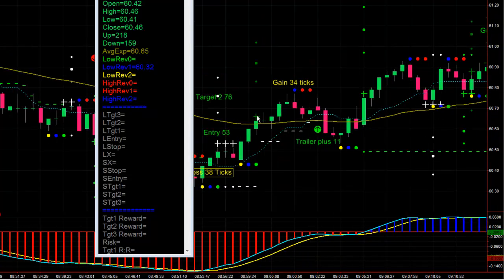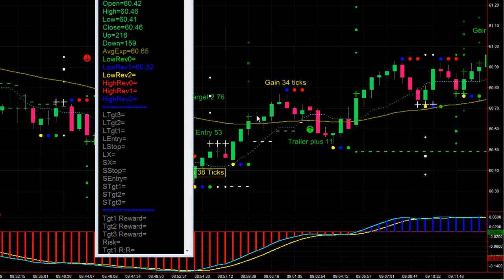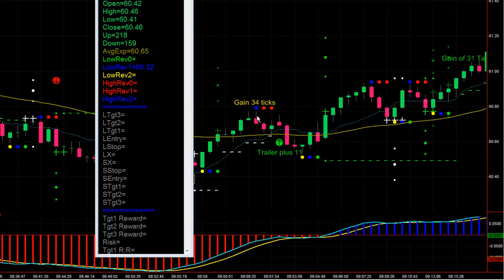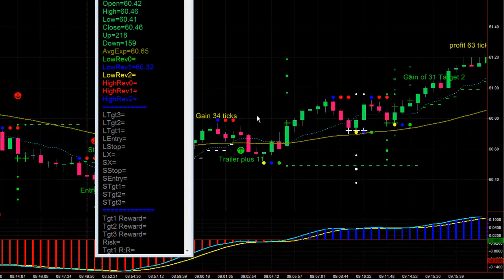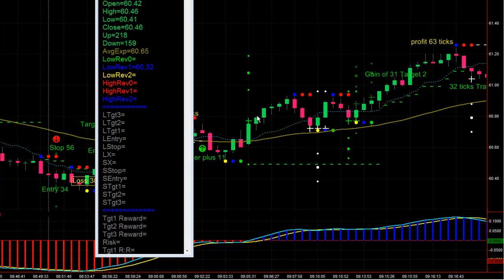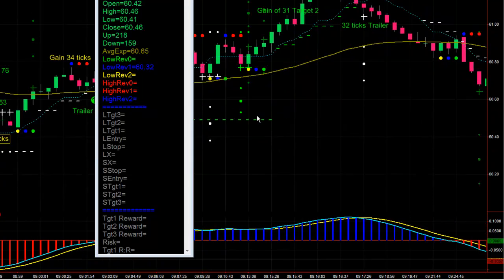It doesn't. Possible stop and reverse. It doesn't. And the trade ends up going on money management and target 2. So again, 31 ticks on target 2, 32 ticks on the trailer. You profited 63 ticks from this trade alone.